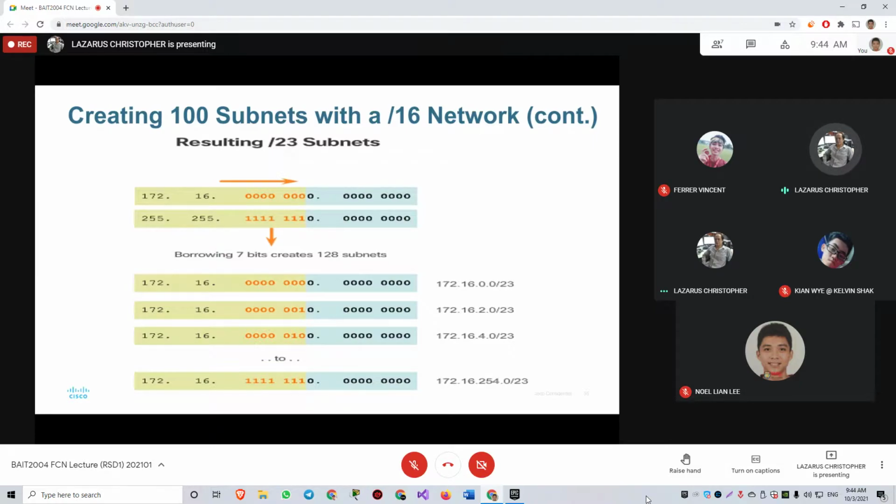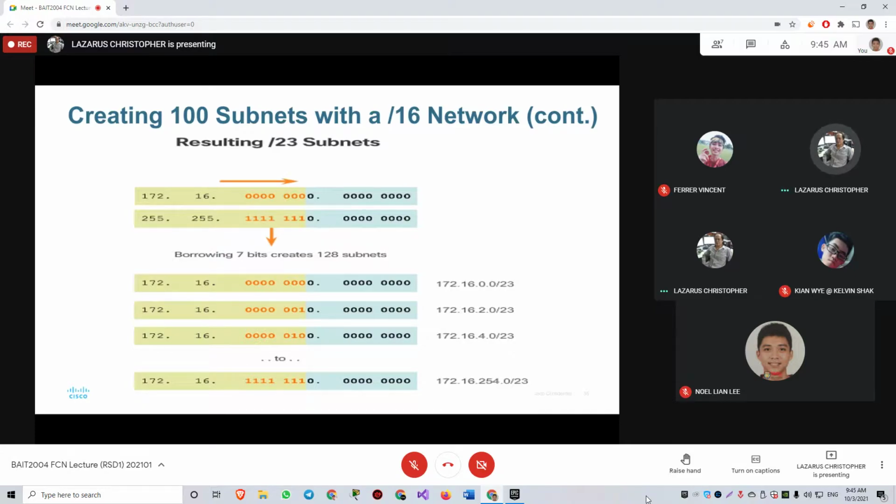Usually you're given a /16, then you start from there. So even with /23, because you start from here, you know that you have borrowed 7 bits. Let's say this is /25. Without knowing the original network address, you wouldn't know whether you're starting from here or here. But in every case, you will be given the original network address. From there, you can know which octet the slash is borrowed from.